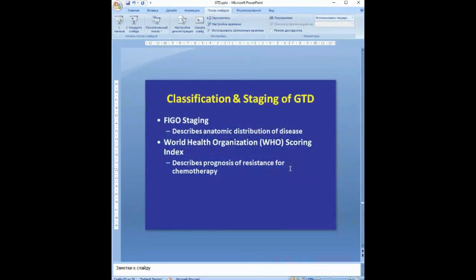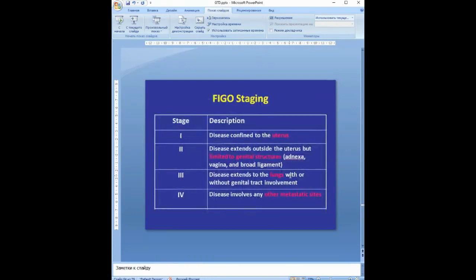Classification and staging of GTD. FIGO staging describes anatomic distribution of disease. World Health Organization scoring index describes prognosis of resistance to chemotherapy. FIGO staging. Stage 1, disease confined to the uterus. Stage 2, disease extends outside the uterus but is limited to genital structures: adnexa, vagina, and broad ligament.